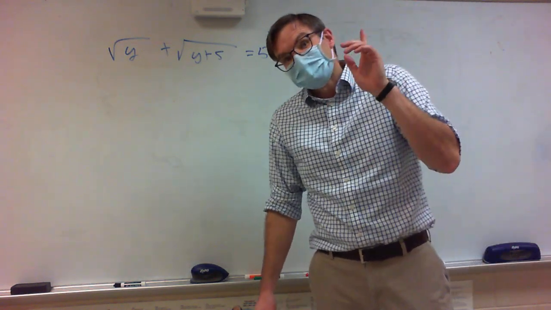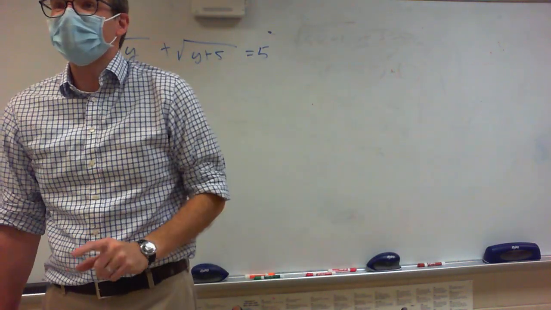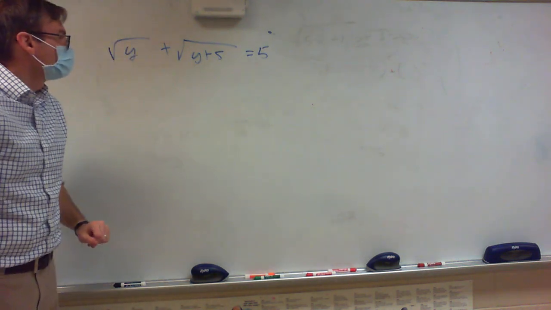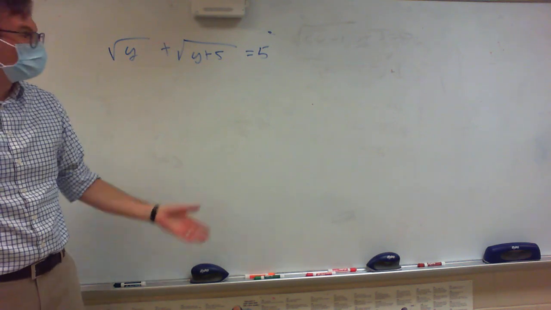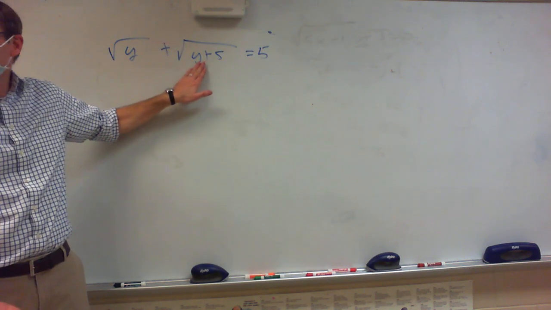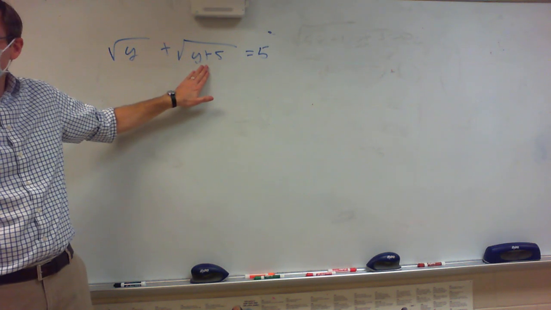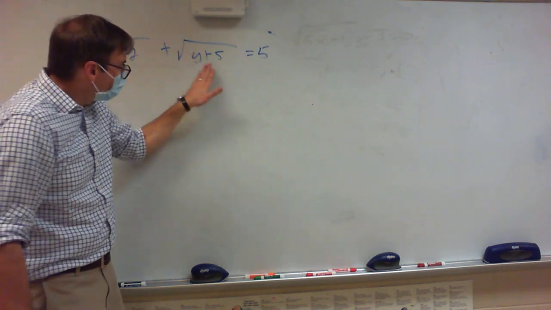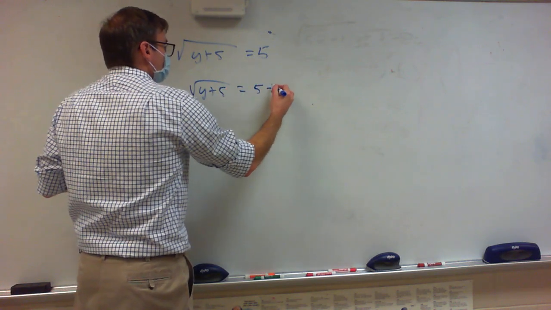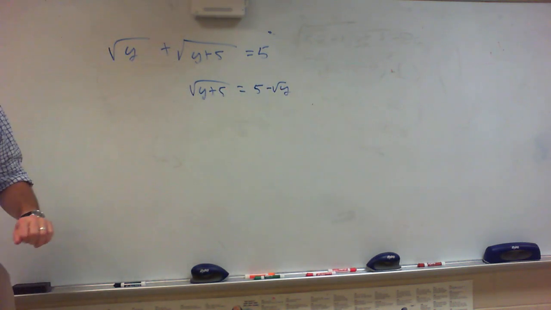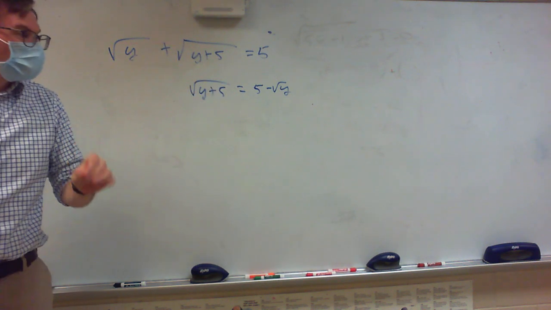What do you do when you have 2 square roots? What you do is you identify the most complicated square root and get that by itself. So which is the most complicated square root? Square root of y plus 5. Is it obvious this is the most complicated square root? Get this by itself. So I've got square root of y plus 5 is equal to 5 minus square root of y. Now what do you think I'm going to do?